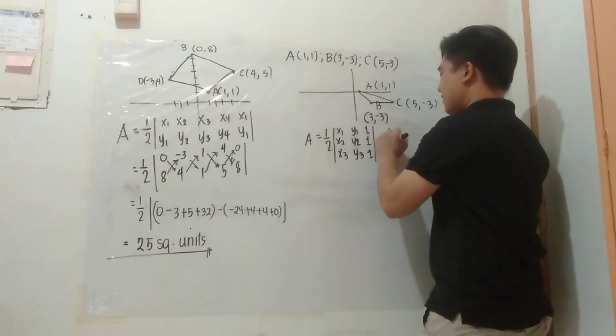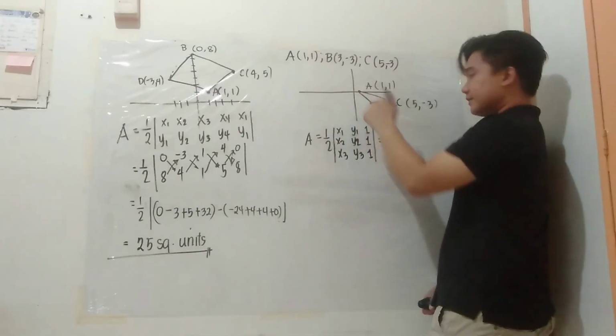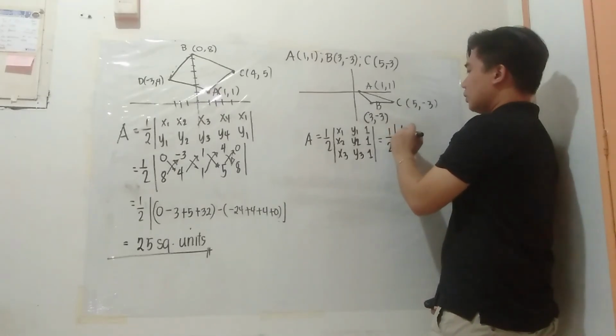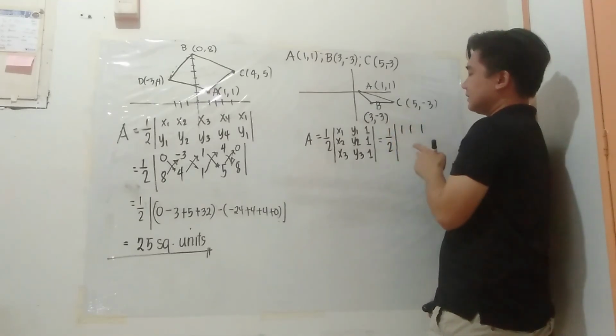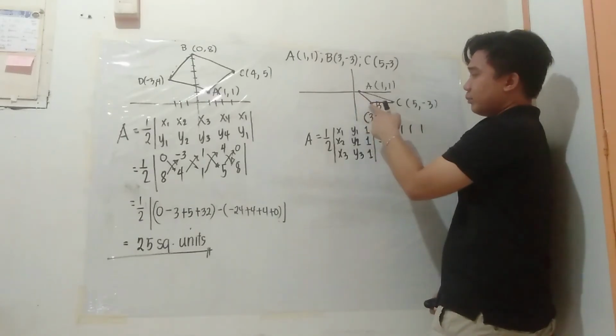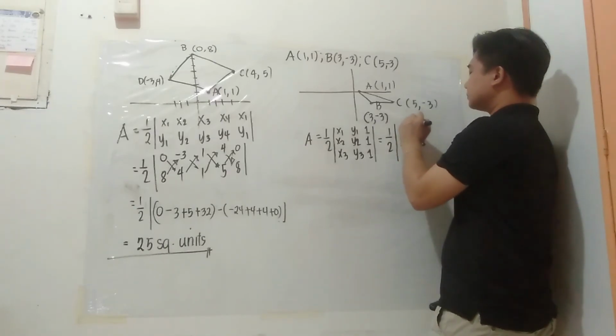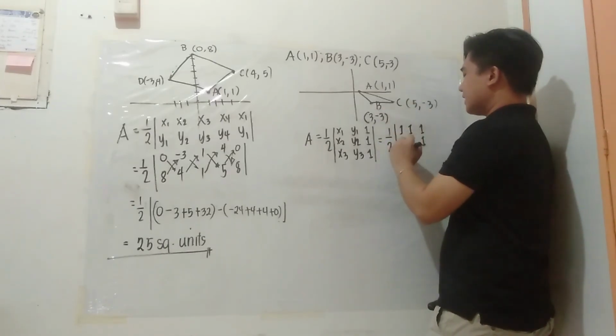So that is 1 half times the determinant of, dito na lang ako magsimula sa A. 1, 1, 1, x1, y1, tapos 1. And then point B, 3, negative 3, 1. And then 5, negative 3.